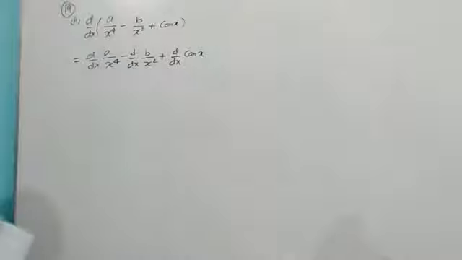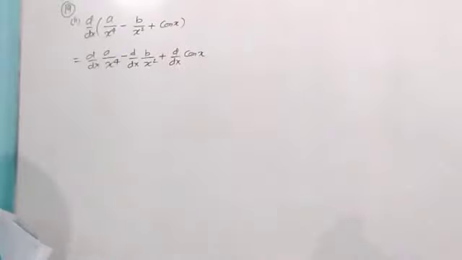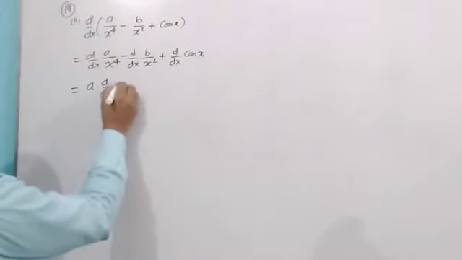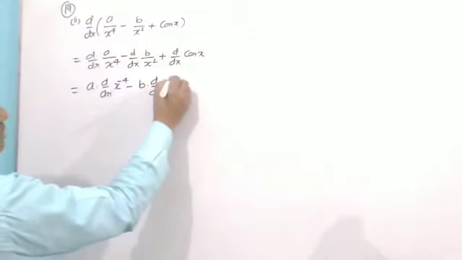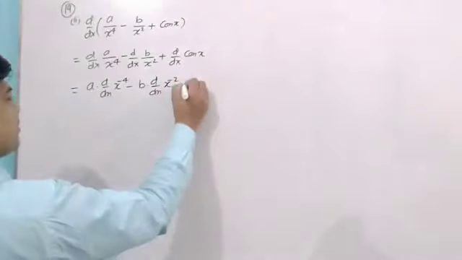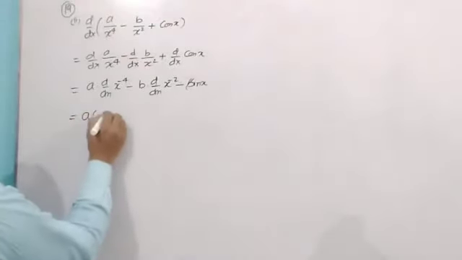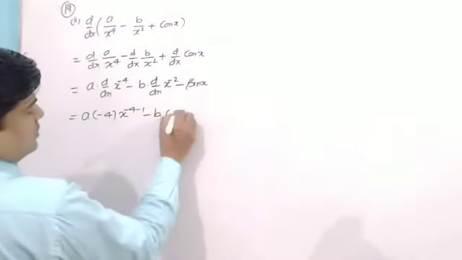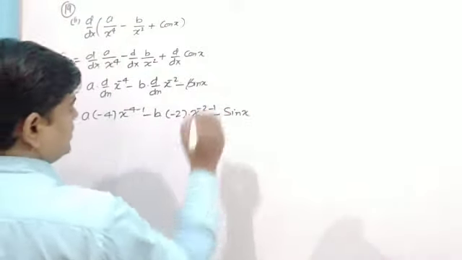Very carefully you can see. Sometimes students are thinking, okay, it is numerator, it is denominator, and we can use it. You may use, but what I am thinking, another way is there. A is constant, it can come outside, and d dx of x to the power minus 4 I can write. B can come outside, d dx of x to the power minus 2, and d dx of cos x is minus sin x. It is a into minus 4 into x to the power minus 4 minus 1, minus b into minus 2 into x to the power minus 2 minus 1, and minus sin x.